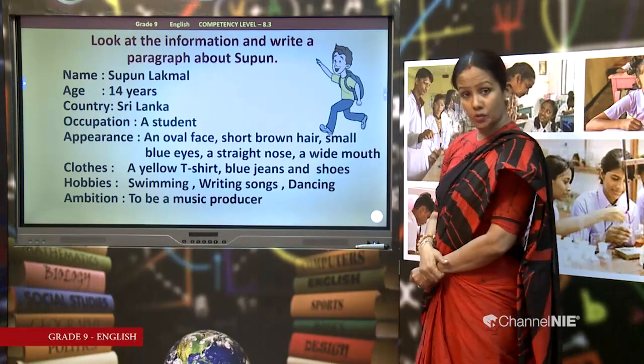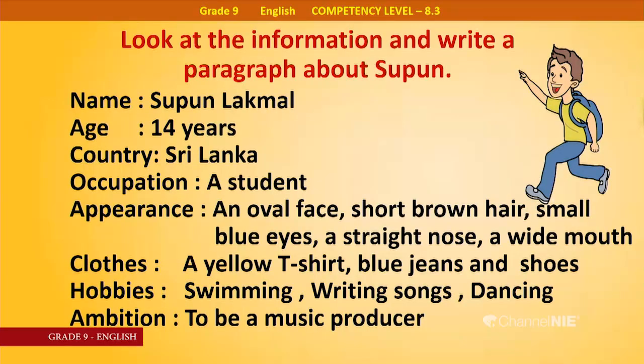So, name Supun Lakmal, age 14 years, country Sri Lanka, occupation a student, appearance an oval face, short brown hair, small blue eyes, a straight nose, a wide mouth. Clothes, what he likes to wear, a yellow t-shirt, blue jeans and shoes. What are his hobbies? Swimming, writing songs, dancing. An ambition to be a music producer. So, this is the information about Supun.